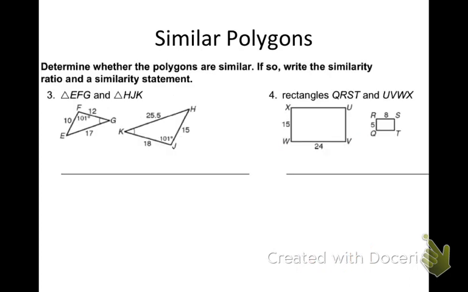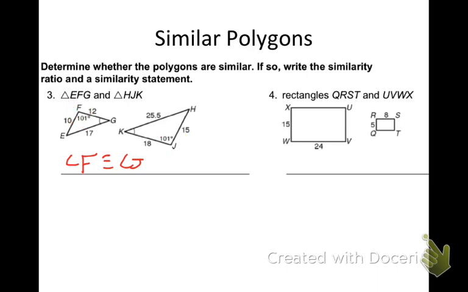Now number 3, determine whether the polygons are similar. If so, write the similarity ratio and a similarity statement. Okay. So let's look at the angles. What do you notice about the angles? What's F the same as? Yeah, angle F is congruent to angle J. That's great because they're both 101.